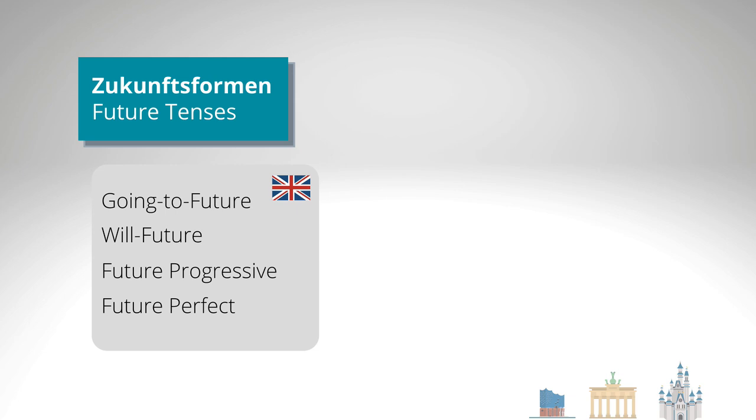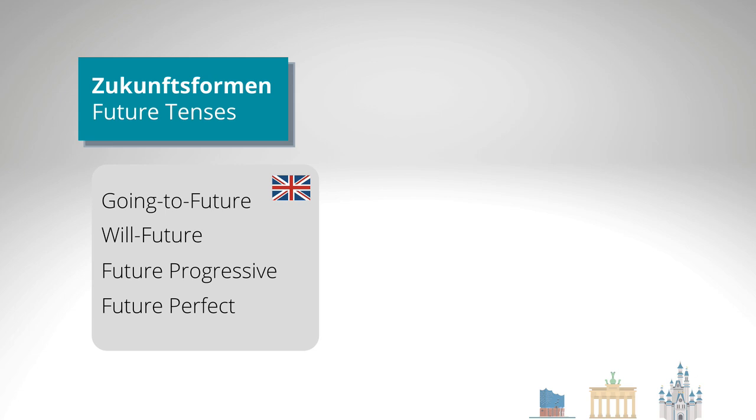The first 2 are fairly easy. The going to future is included in sentences like I am going to play soccer, for example, or he is going to watch a movie. And you find the will future in sentences like I will do that, or it will rain tomorrow. So those 2 are fairly easy. They are exactly the same as their name says. The going to future involves going to, and the will future involves will.